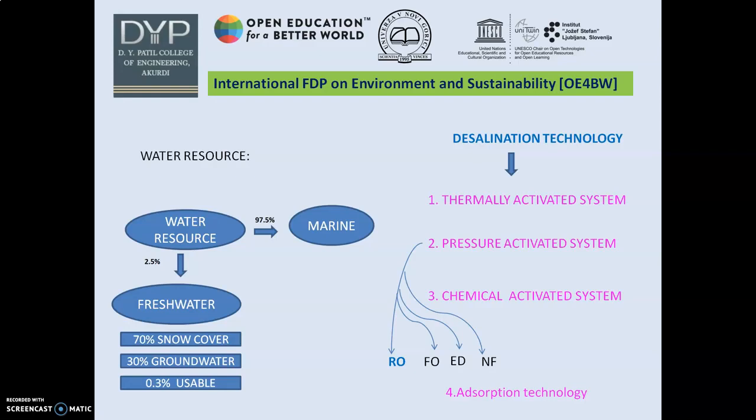Pressure activated system involves pressure by which water passes through the membrane, leaving the salt behind the membrane, such that water gets desalinated. It includes several methods like reverse osmosis, forward osmosis, electrodialysis and nanofiltration.